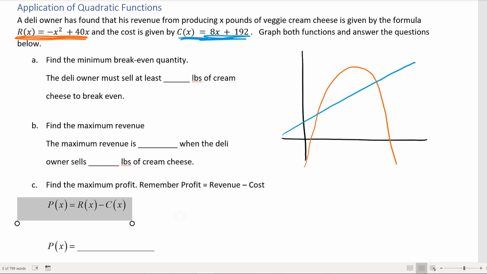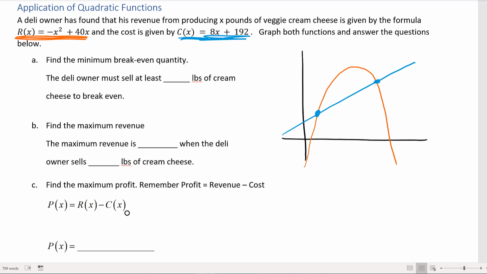Okay, so the first question is find the minimum break-even point. Well, the break-even point would be where the revenue equals the cost. Where is the lowest point at which my revenue equals my cost? Well, on my graph, I'm looking for this point right here. That is where the blue line equals the orange line. Now, notice it happens twice. So we have two break-even points where the revenue equals the cost of producing the veggie cream cheese. We want the minimum one, which was the one that was closer to the y-axis.